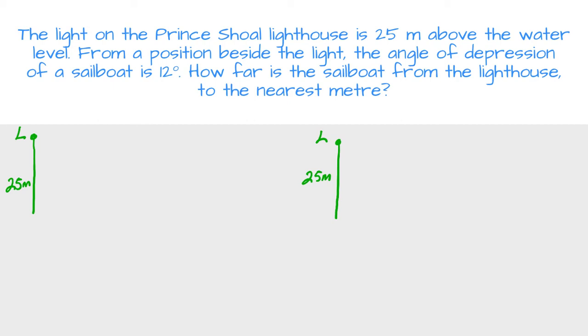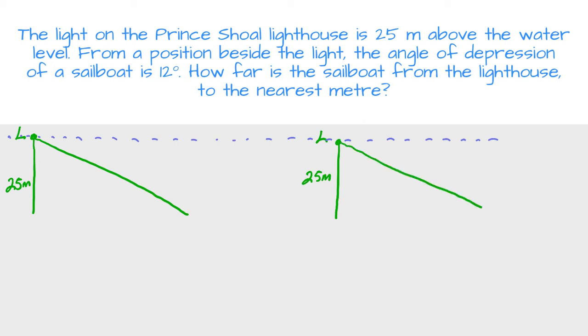Let me just change colors here. So here's our level, and we're looking down. So it says the angle of depression is 12 degrees. Remember, depression is from eye level or eyesight going downwards. So there's my angle of depression of 12 degrees.